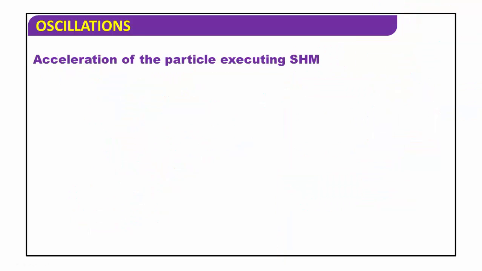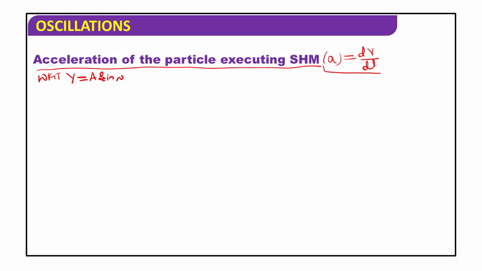Then the next concept of the topic is the acceleration of the particle executing simple harmonic motion. Again, you know the formula. Acceleration a is the rate of change of velocity. Using the displacement equation, you know the formula y is equal to a sine omega t. This is equation number 1, the displacement of the particle.